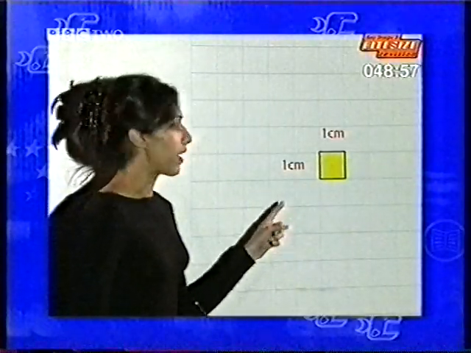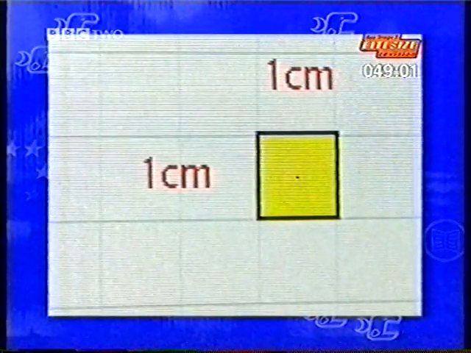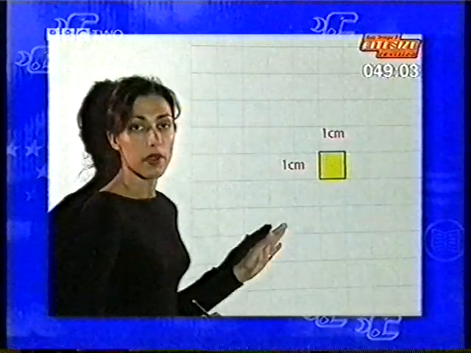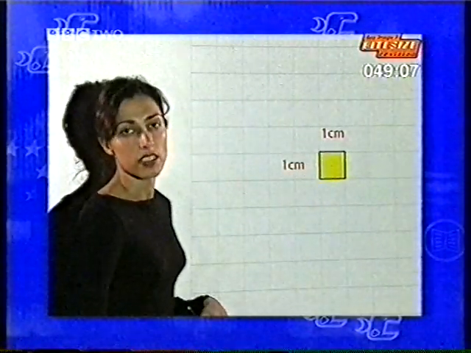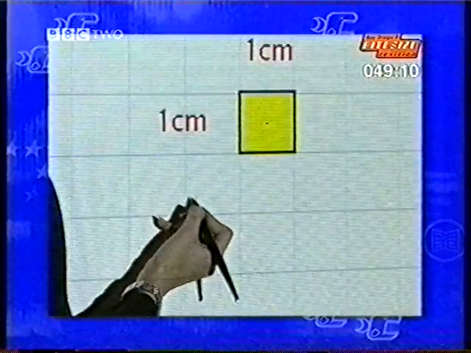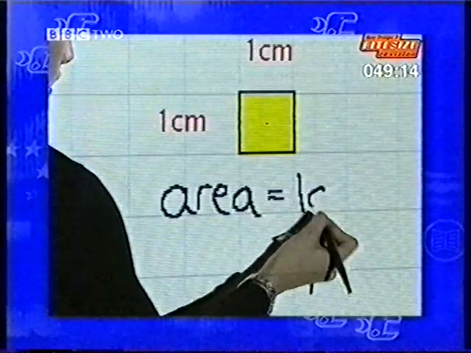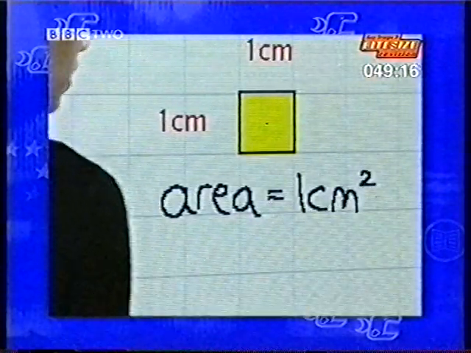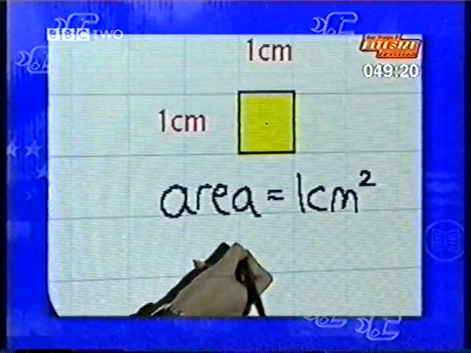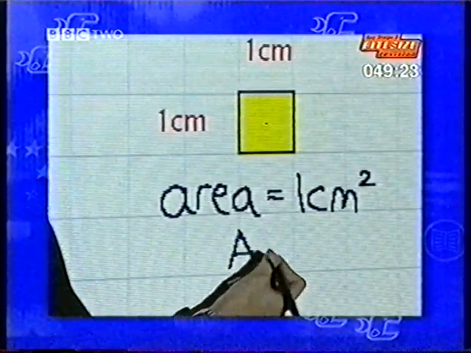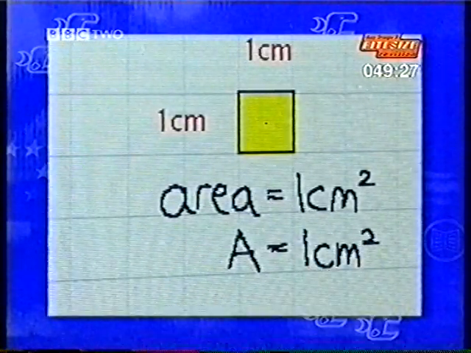Right, let's look at this square. It's got a length of 1 centimetre and a width of 1 centimetre. Any square with these dimensions, 1 by 1, is called a unit square, whether you're measuring in centimetres, millimetres, kilometres or metres. So the area equals 1 centimetre squared. And we write squared by putting a little 2 above the centimetre sign, or you can write it as A equals 1 centimetre squared.